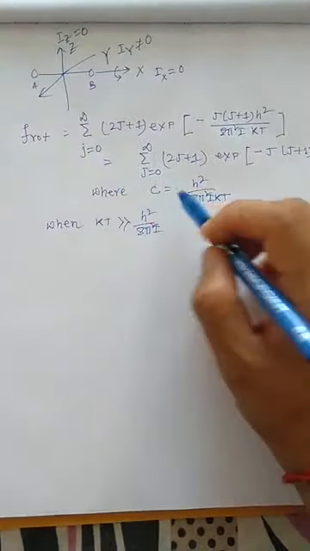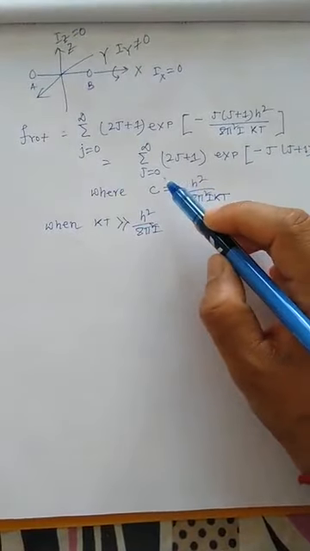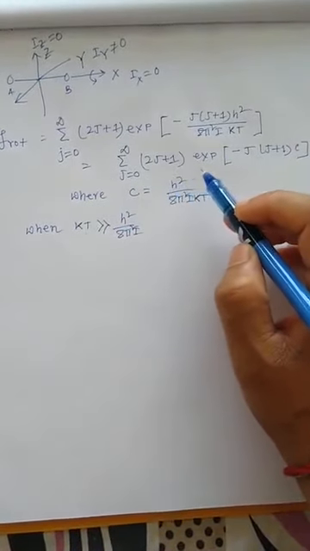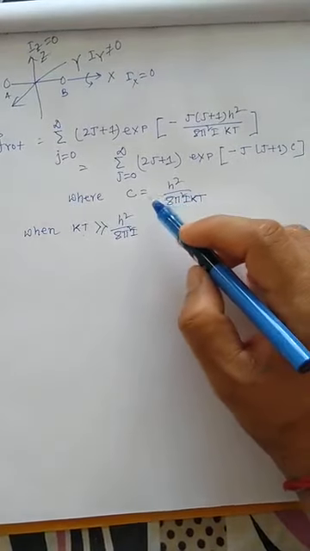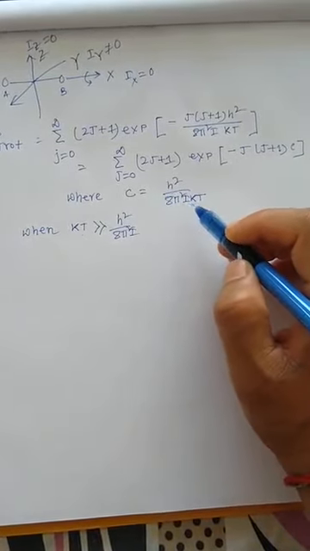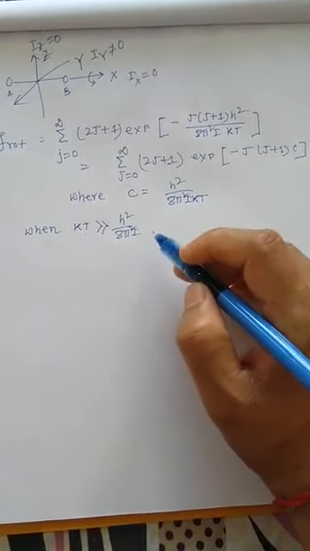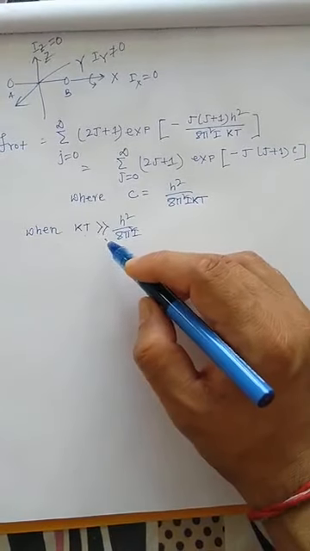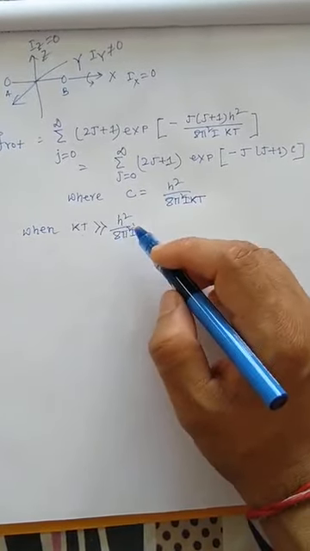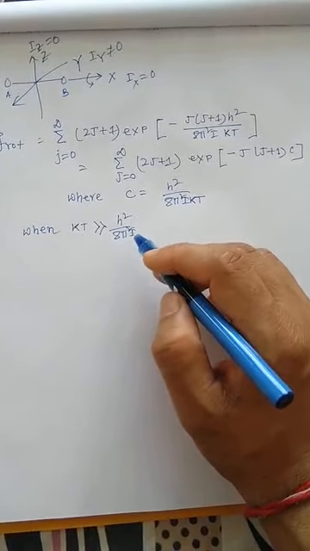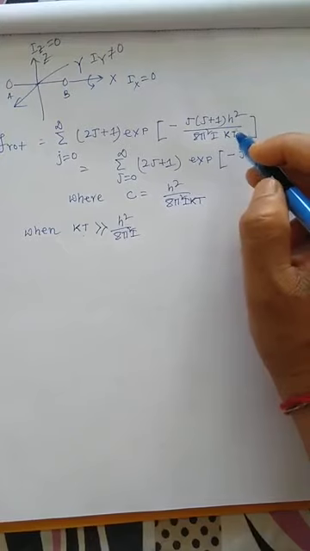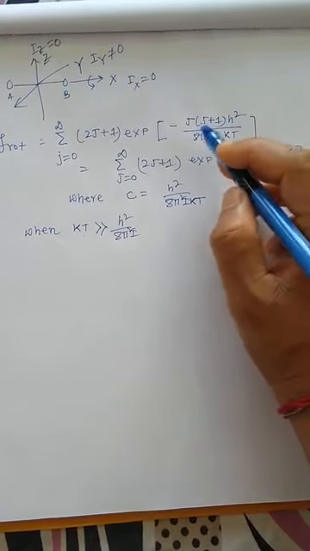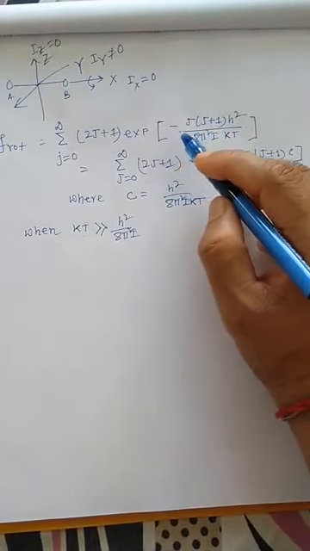So f rotational is equal to the sum over j equal to 0 to infinity of (2j plus 1) e to the power minus j(j plus 1)c, where we have assumed that c equals h square by 8 pi square I kT. I have just discussed that if kT, the thermal energy, is very high in comparison to the h square by 8 pi square I term, then as kT appears in the denominator, the overall term becomes smaller. And we know that it is an e to the power minus x type term.